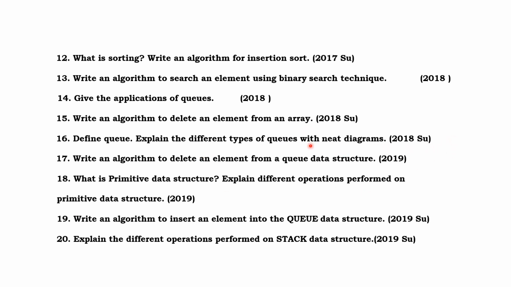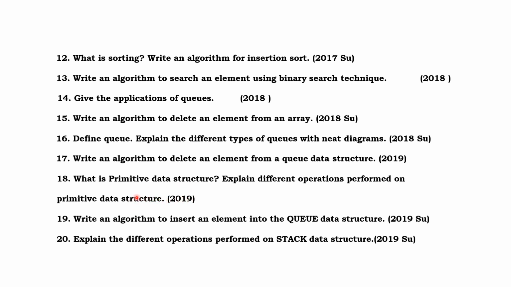Then 2018 supplementary second question. Define queue. Explain the different types of queues with a neat diagram. So this, I think you have to go through from the classwork. Then 2019, write an algorithm to delete an element from the queue data structure. DQ, repeated three times, students.